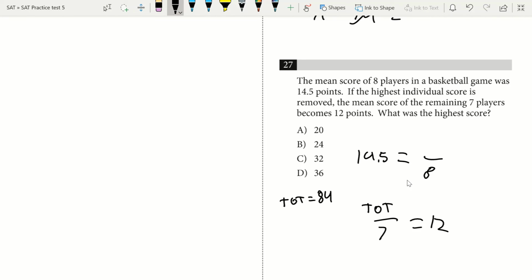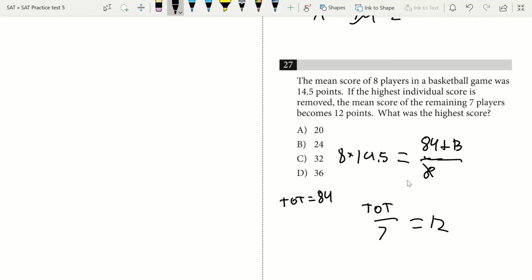Well, going back up here, I know that 84 is from those 7 players, plus my 8th player, which I'll call B, just to give me a value for it. That 8th player then scored B points. So now I'm going to multiply 8 by 14.5, and then I'm going to subtract that 84 to solve for B.